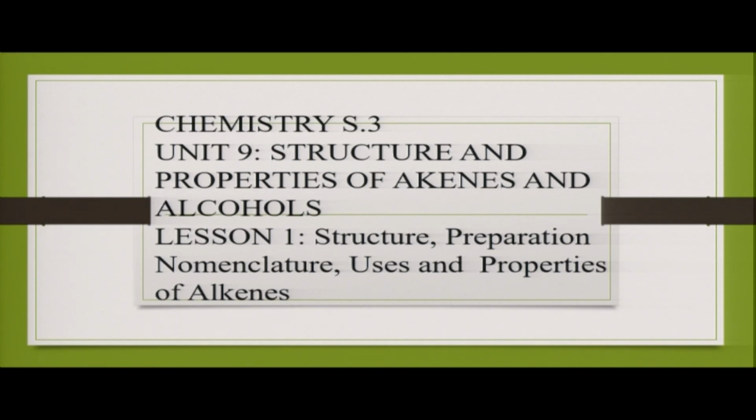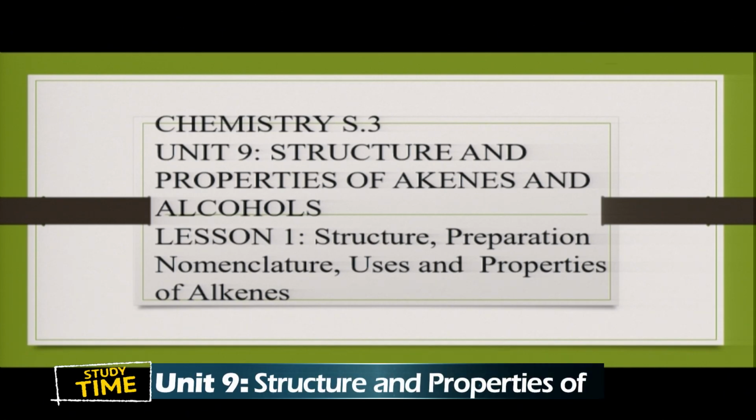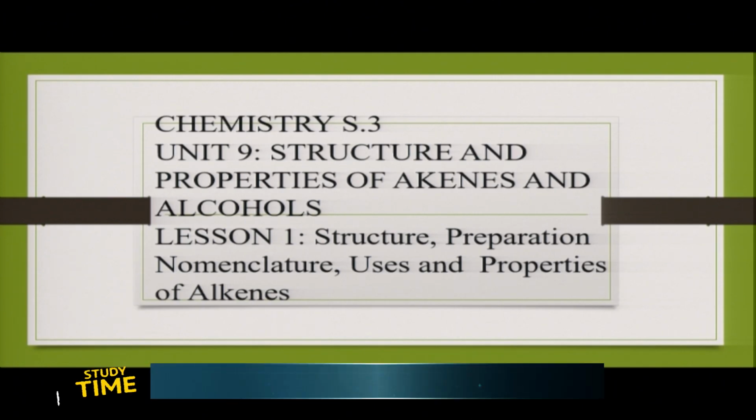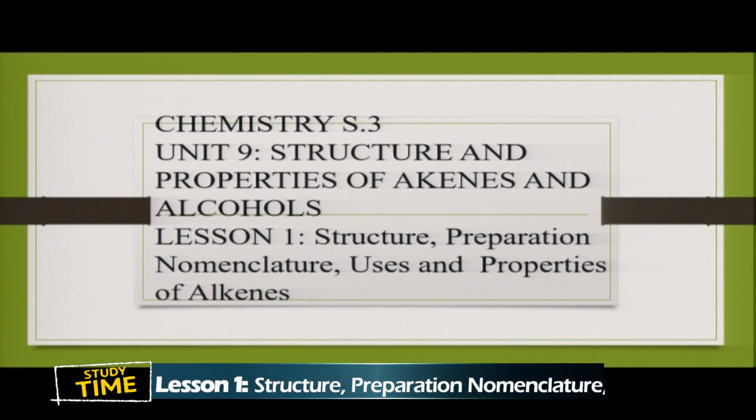So the properties here of the alkenes, we are not talking about the properties of alkenes and alcohols, because in this unit we have two parts. There are two groups of compounds that we are supposed to look at, the alcohols and the alkenes, but we'll first look at the alkenes. So when we're talking about the structure, the preparation, the nomenclature, uses and properties, we are referring to those of the alkenes. And later on, we'll also look at the alcohols and look at all the same things with the alcohols.